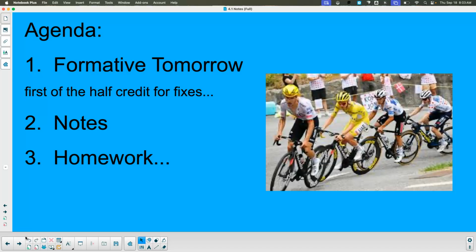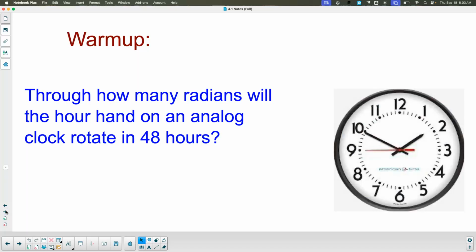So let's do this today. Here's your warm-up. Through how many radians will the hour hand of an analog clock? This, by the way, is an analog clock. That, by the way, is a digital clock. Digital clocks suck for trig because you can't go around and around and around on a digital clock. So we got to go back to an analog clock. Through how many radians will the hour hand of an analog clock rotate in 48 hours? Go.